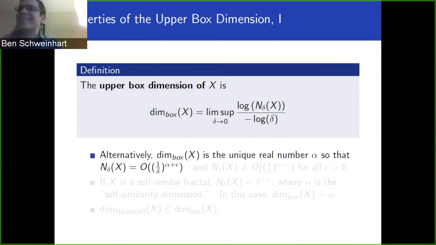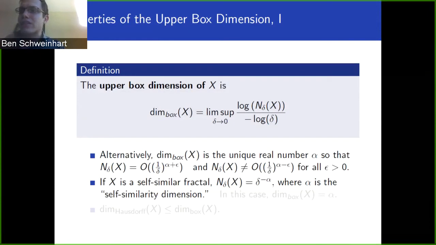So what we're going to do is look at it alternatively. We could define the box dimension, if it exists, as the unique real number alpha such that this quantity N_delta(X), the maximal number of disjoint balls centered at points of X, grows more slowly than 1 over delta to the alpha plus epsilon as delta goes to 0, but grows more quickly than 1 over delta to the alpha minus epsilon, for all epsilon greater than 0. So it's basically picking out the asymptotics of N_delta(X) as delta goes to 0. So for the special case of a self-similar fractal, we get that N_delta(X), I guess we should have a constant out front, is some constant times delta to the negative alpha, where alpha is the self-similarity dimension. So in this case, the box dimension picks out the scaling alpha.